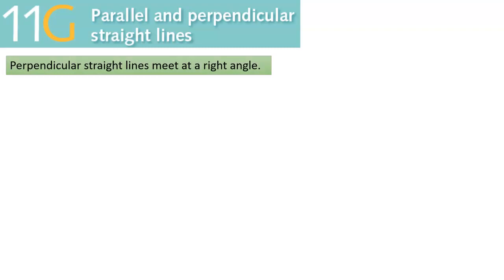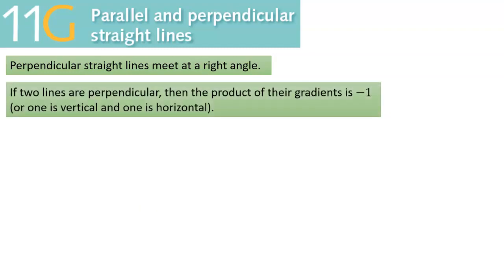Okay, now a reminder, perpendicular straight lines are lines that meet at a right angle. That's what perpendicular means. If two lines are perpendicular, then the product of their gradients is -1. Remember that product is the answer to a multiplication.